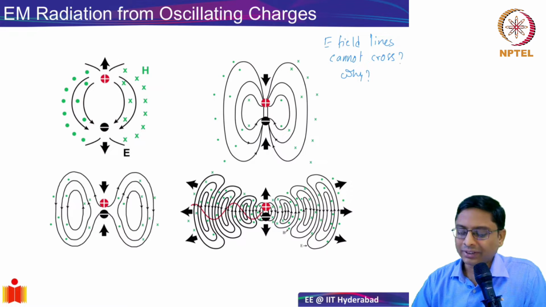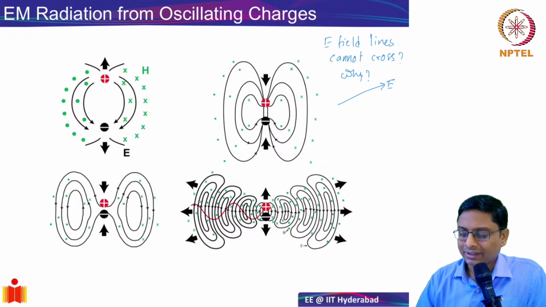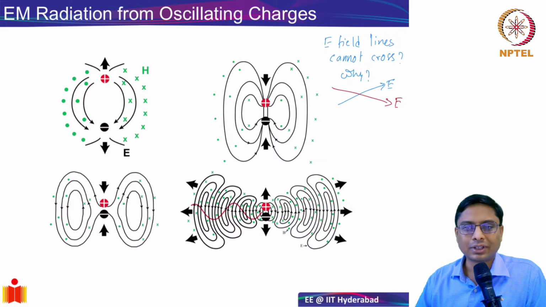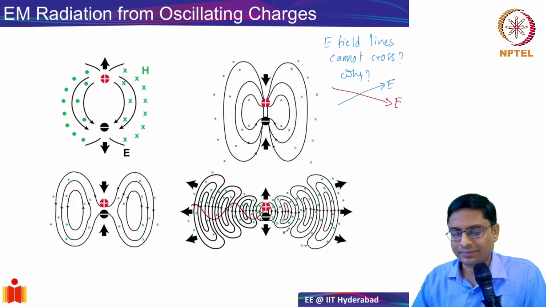So what I'm trying to say is, let's say I have an electric field line like this due to, let's say, a dipole. Okay. And then can I have another electric field line like this? Two intersecting electric field lines. Well, it is not possible.